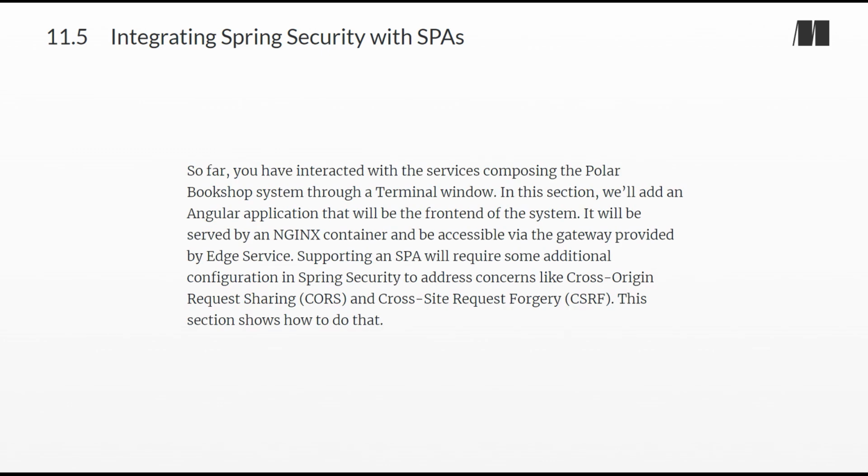So far, you have interacted with the services composing the Polar Bookshop system through a terminal window. In this section, we'll add an Angular application that will be the front end of the system. It will be served by an Nginx container and be accessible via the gateway provided by Edge Service. Supporting an SPA will require some additional configuration in Spring Security to address concerns like cross-origin request sharing, CORS, and cross-site request forgery, CSRF. This section shows how to do that.